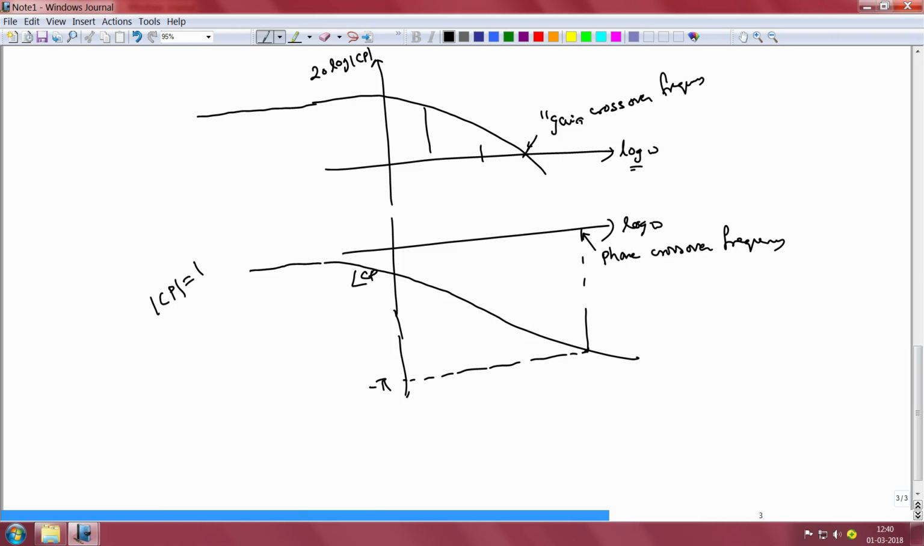Now the difference in phase between the actual Bode plot of C times P and the angle minus pi, so this difference is essentially the phase margin. This is a definition that we have simply borrowed from the Nyquist plot.